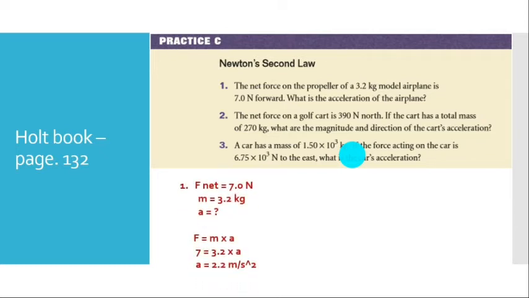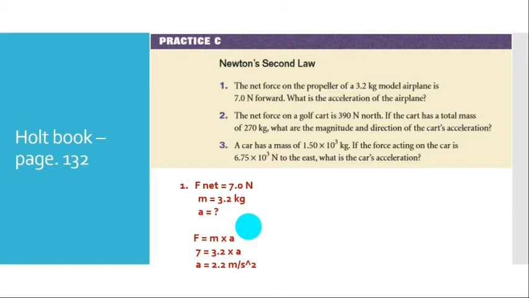Let's look at the steps. Net force 7 Newton, mass 3.2 kilogram. Find the acceleration. We will use Newton's second law. They're asking for acceleration. The force and mass are given. So we substitute in the formula and we find the acceleration. The answer is 2.2 meter per second square forward.